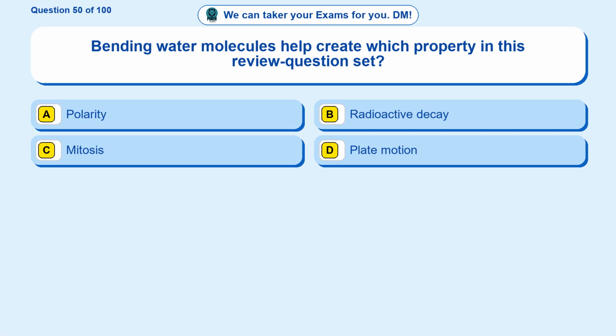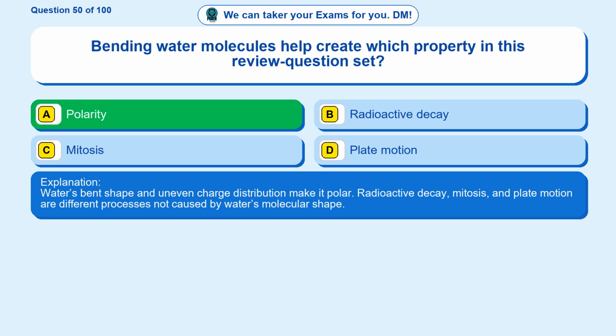Question 50. Bending water molecules help create which property in this review question set? Option A polarity. Option B radioactive decay. Option C mitosis. Option D plate motion. The correct answer is option A. Polarity. Water's bent shape and uneven charge distribution make it polar. Radioactive decay, mitosis, and plate motion are different processes not caused by water's molecular shape.